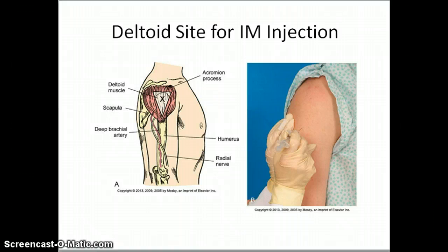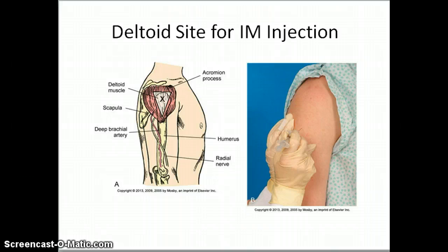Have the patient relax the arm. If they can bend at the elbow and kind of flex it a little bit. It helps if they are sitting instead of standing because they can relax a little better. And then we want to palpate the lower edge of that acromion process. It forms the base then of the triangle in the line midpoint of the lateral aspect of the upper arm. And we inject just below the center of that triangle, about 1 to 2 inches below the acromion process.